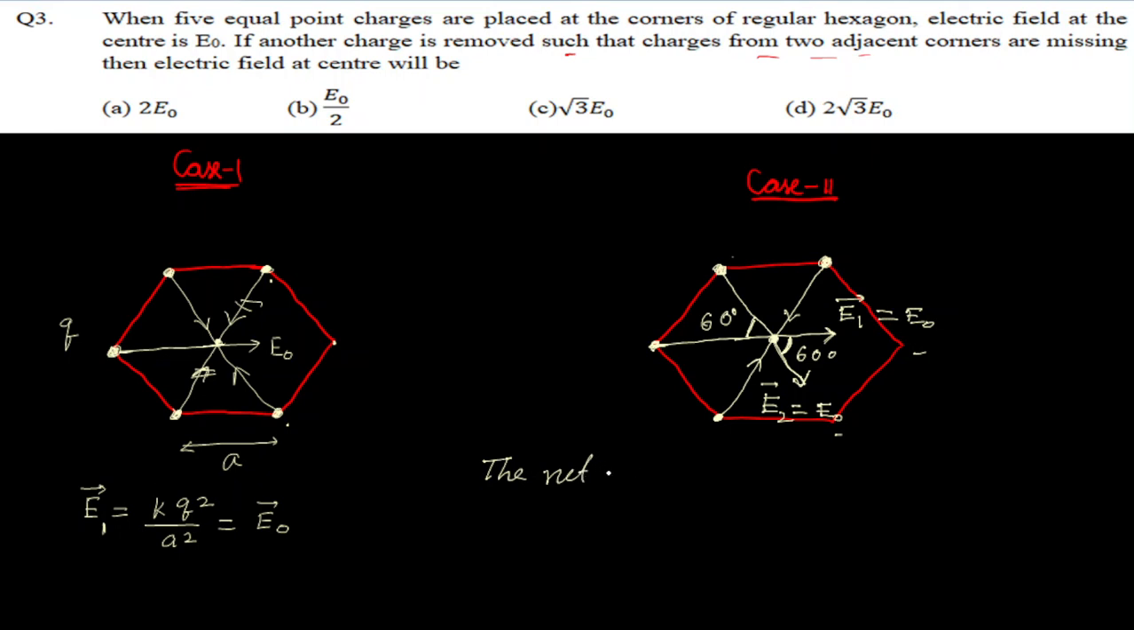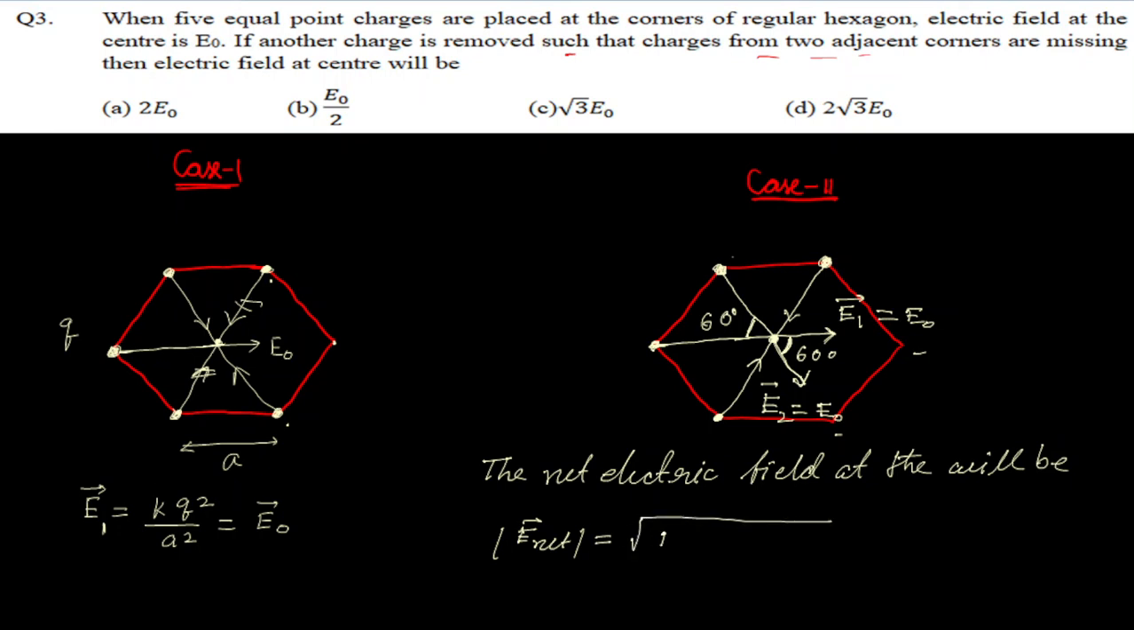So the net electric field at the center will be: E net equals under root of E1 square, E1 is E naught, so E naught square, E2 also E naught, so E naught square, plus 2 into E naught square into cos 60.